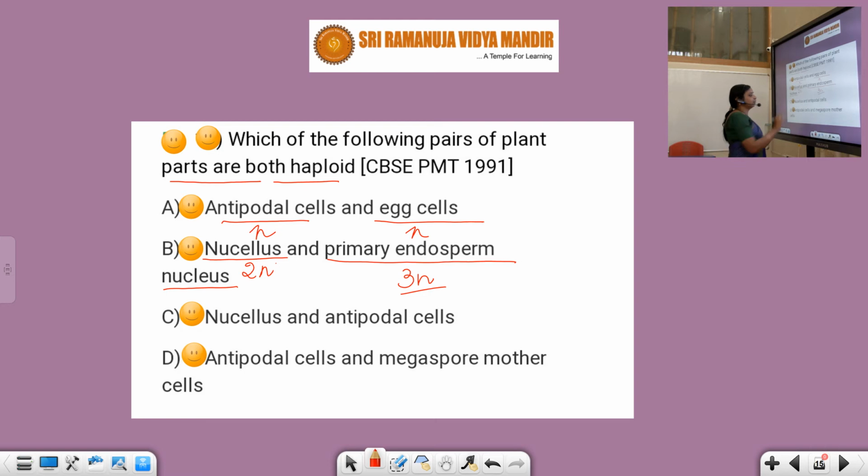In the next option C, nucellus is diploid and antipodals haploid. Megaspore mother cell is not haploid; mother cells are always diploid. I hope you are understanding this concept. The question is, which of the following pairs of plant parts are both haploid? Here you can see N and 2N, here 2N and N, 2N and 3N. So only option A is correct, where antipodal cells are haploid and the egg cell, or female gamete, is in haploid condition.